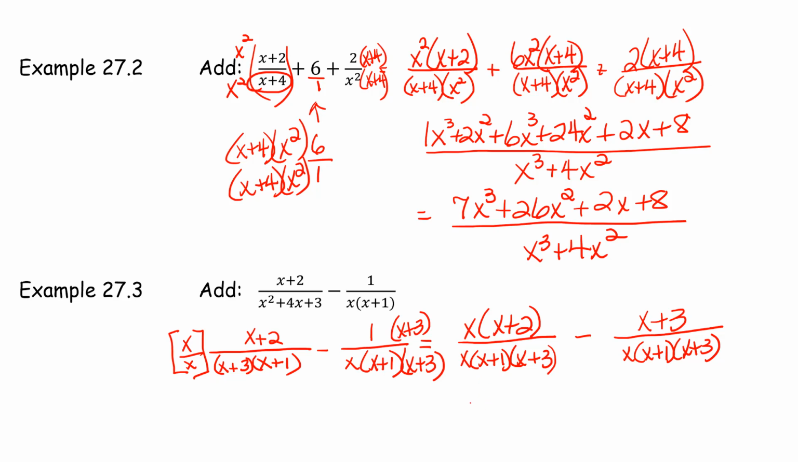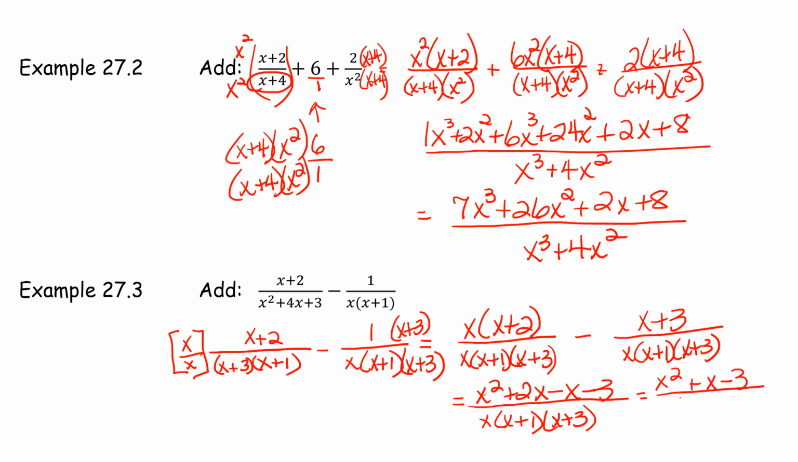So the first fraction has x squared plus 2x, and then minus x minus 3. If you have a minus sign in front of the fraction, you have to distribute it to all the terms in the numerator. And then the denominator is x times x plus 1 times x plus 3. And if I add my like terms in the numerator, I'm going to have x squared plus x minus 3. And if I multiply that denominator out, I'm going to have x cubed plus 4x squared plus 3x.